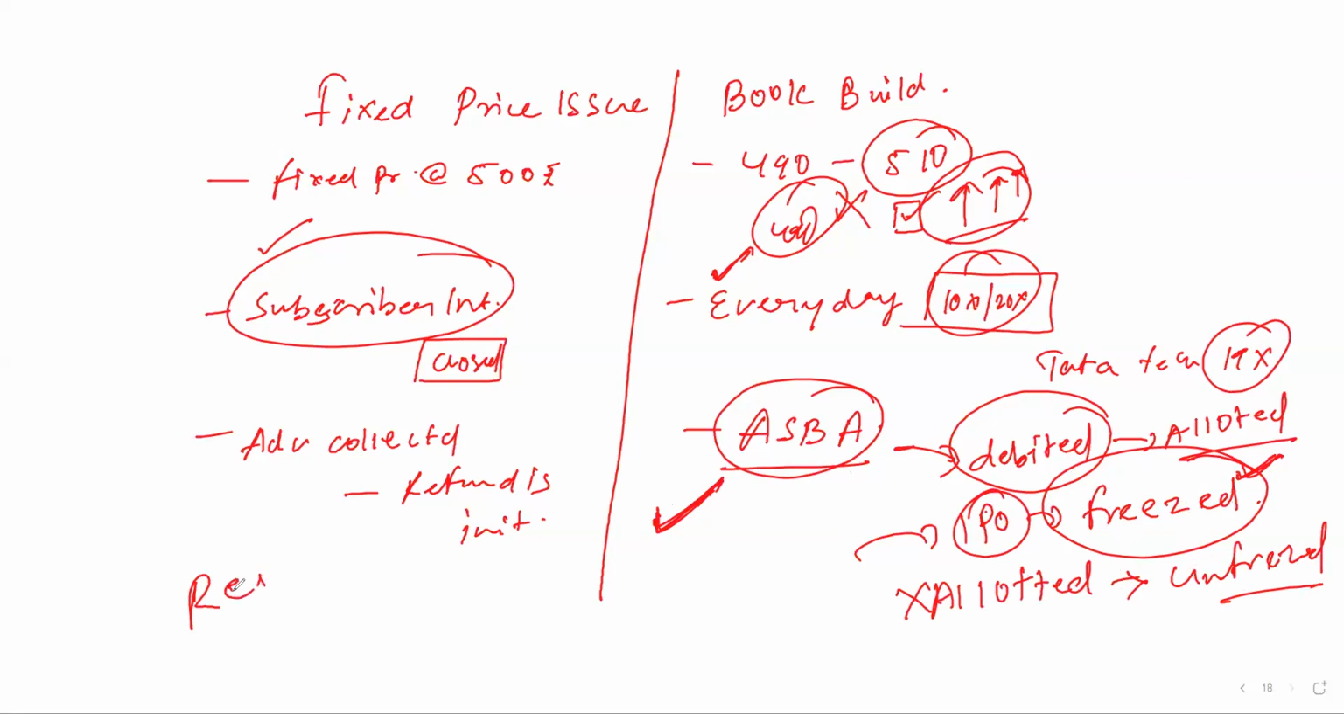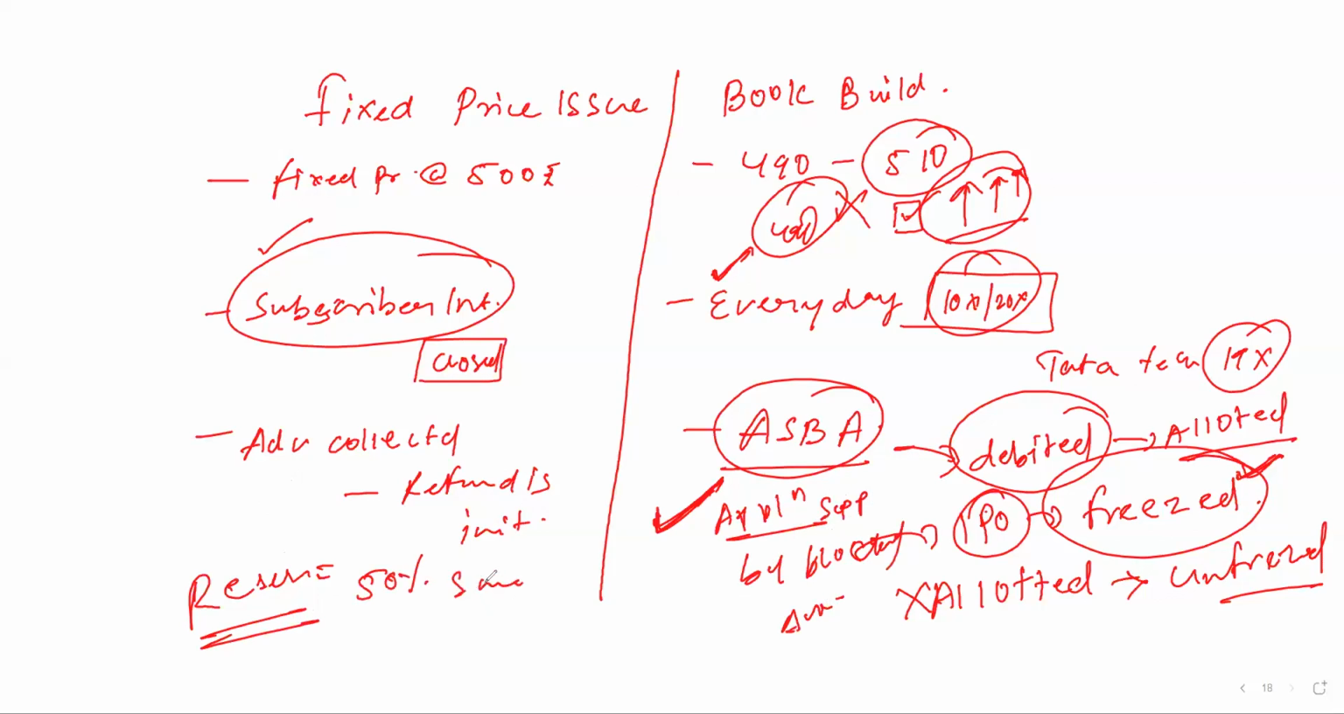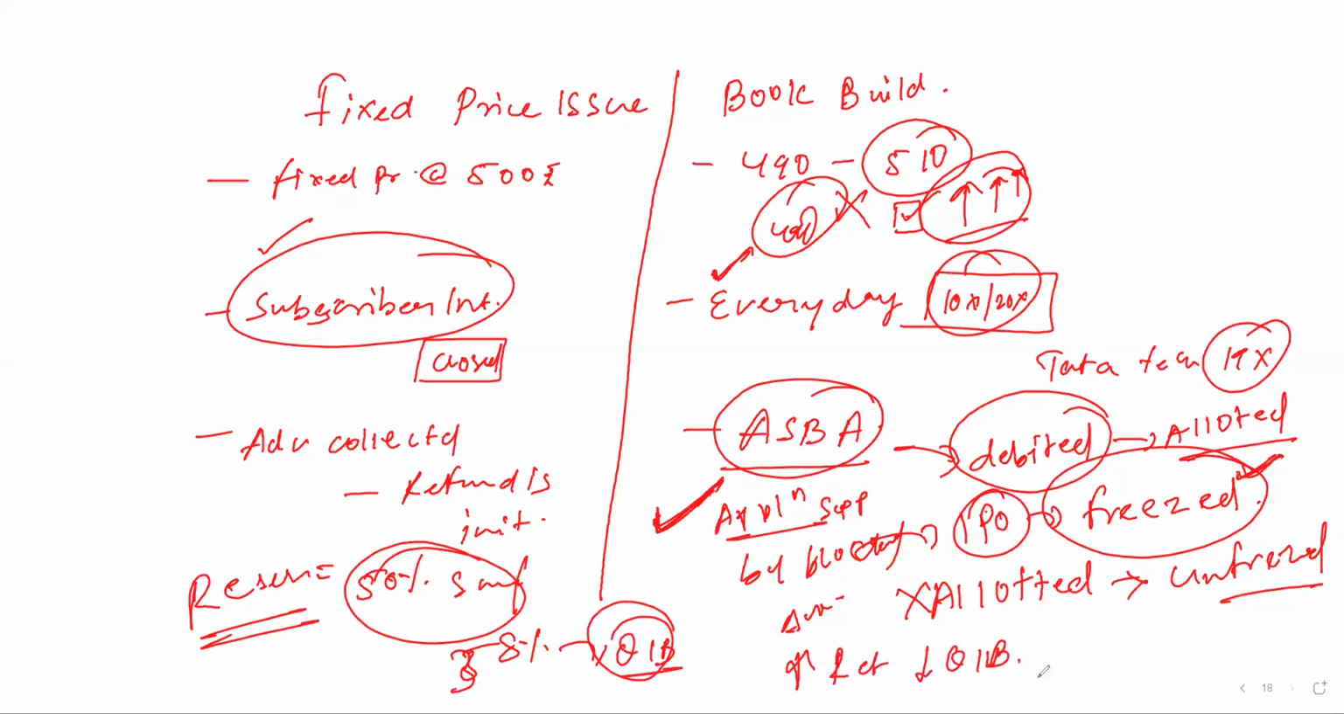The reservations in application supported by blocked amount. In case of reservations, 50% is reserved for small investors. Actually, this is a general remark. The reservation depends and differs from IPO to IPO. Some IPO might have 35% reservation for retail investors and higher reservation for QIB, qualified institutional buyers. And some of them might have higher reservation for retail clients and lower reservation for qualified institutional buyers.